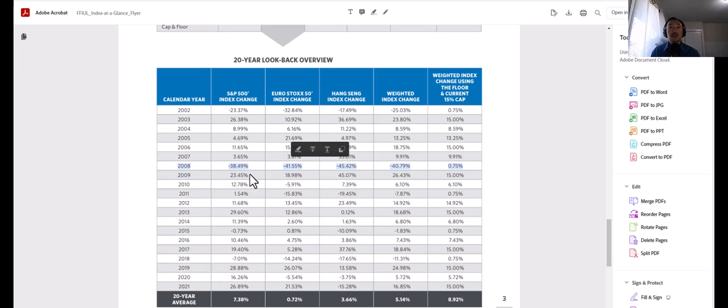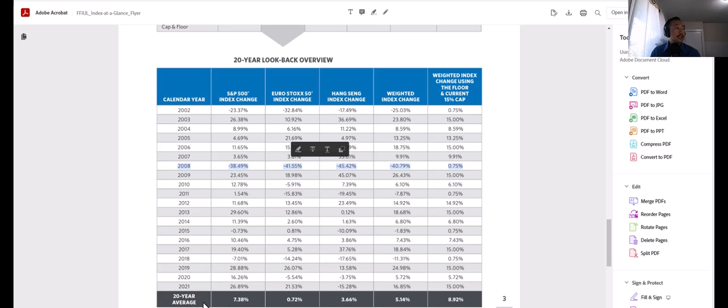the S&P 500 would have yielded you negative 38.49%. The Euro Stock 50 would have yielded you negative 41.55%. And the Hang Seng would have yielded you negative 45.42%, which yielded a weighted average of negative 40.79%, which gave you a 0.75%. So again, would you rather get negative 40.79% or a positive 0.75%? And similarly, if you scroll down to the bottom, it's just the 20-year average look back.